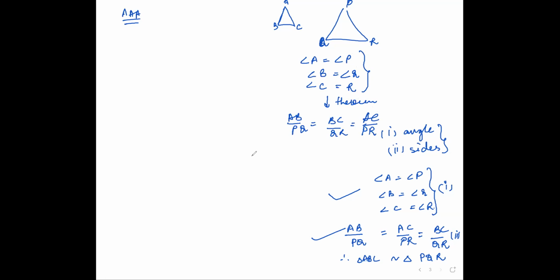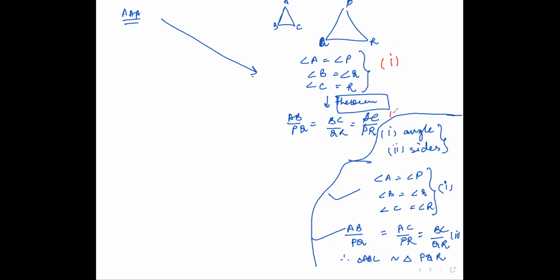So AAA criteria means this. There's a theorem involved here. Now you can compare it with your previous exercise. You can see we are basically using two conditions here. One is about angles, the other is about sides, and therefore we say that the triangles are similar. Getting the point? I hope it's clear now. So AAA does not mean that we are not talking about the sides. That's it.